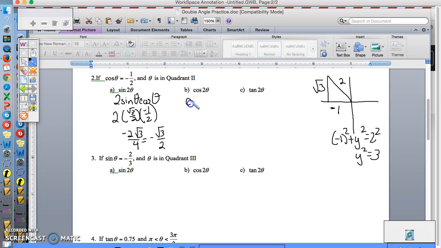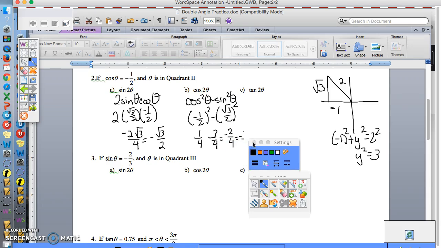And our cosine one, that was the cosine squared of theta minus the sine squared of theta. So our cosine, negative 1/2 squared, minus root 3 over 2 squared. So this would be 1/4 minus 3/4. So negative 2/4, which reduces down to negative 1/2.